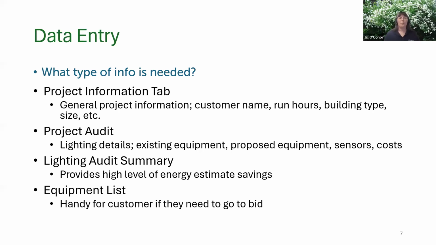So the 4 basic tabs we have are, again, the general project information, the audit. We also have a lighting summary that's going to provide the high level of energy savings, and an equipment list, which you can actually hand out to your customers again. I'm going to walk through each one of these sections right now, and then if we have questions, we can move forward with those.